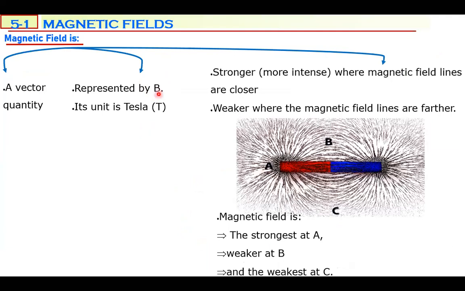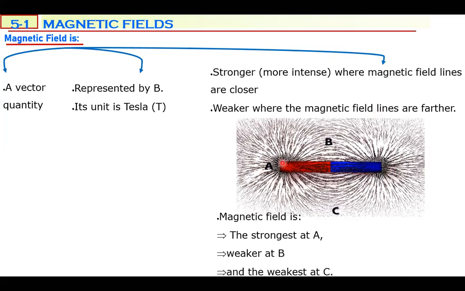And magnetic field is stronger or more intense where magnetic field lines are closer, and weaker or less intense at points where the magnetic field lines are farther. Now, if you look at the magnetic field pattern around this bar magnet, you see that they are closer at the poles, but farther when you are moving away from the poles.